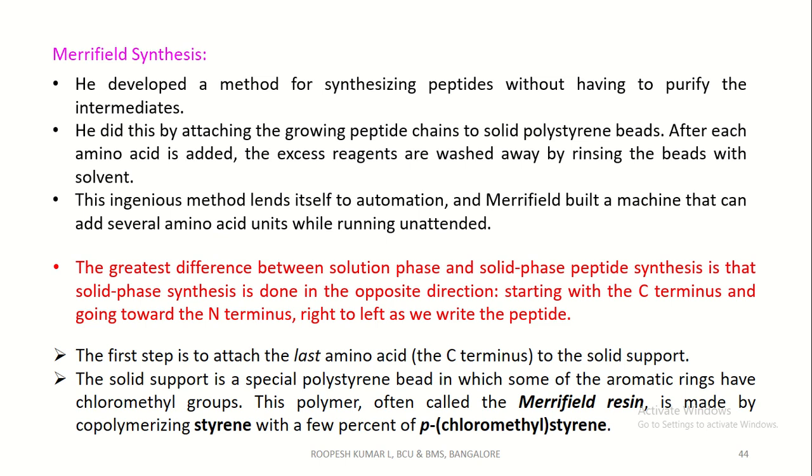The first step involved in solid phase synthesis is to attach the last amino acid to the solid support. The solid support is a special polystyrene bead in which some of the aromatic rings have chloromethyl groups. This polymer, often called the Merrifield resin, is made by copolymerizing styrene with a few percent, generally 1 to 2%, of parachloromethyl styrene.